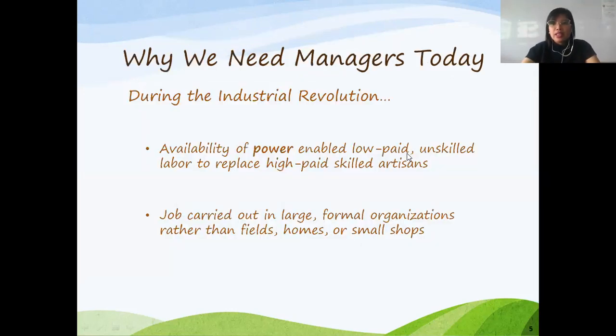Okay, so why do we need managers today? In connection to the video, the video said that management began during the Industrial Revolution. During the revolution, the availability of power enabled low-paid unskilled labor to replace high-paid skilled artisans. So during this time, the more skilled you are in the activity or job assigned to you, the higher the pay. Jobs were carried out in large formal organizations rather than fields, homes, or small shops. So there is a formal, large organization, and the work is not limited only to homes, fields, and other shops.